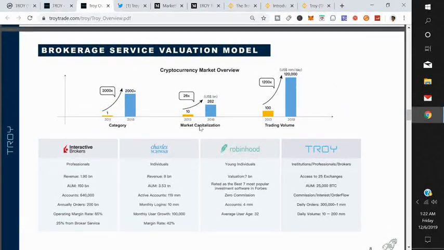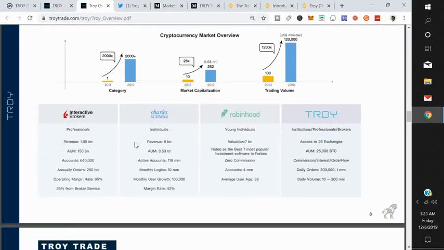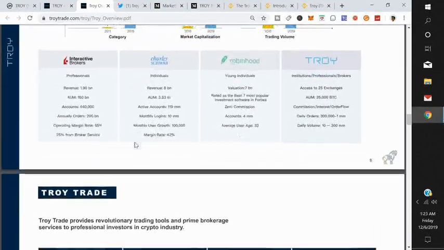So the cryptocurrency market overview: market capitalization in 2013 was 10 billion. Now it's 262 billion, which is a 26x in 6 years. Trading volume has gone from 100 million to now doing a lot more, 1200x more. So, as you can see, the cryptocurrency market has grown.